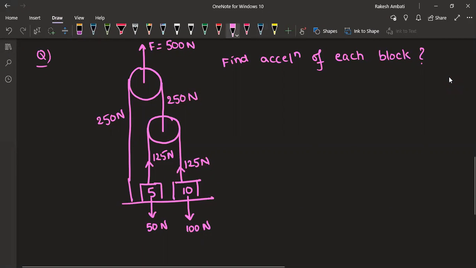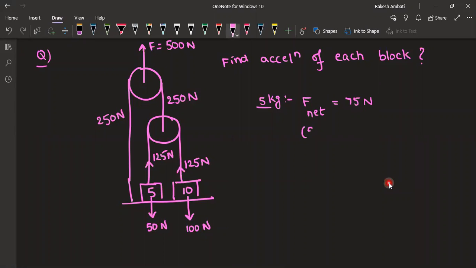So first of all, I'm taking the 5 kg block, and we are writing the resultant force acting on the 5 kg block. It is 125 Newton and 50 Newton, and both forces are in opposite directions. So the resultant force is equal to 75 Newton acting on the 5 kg block.